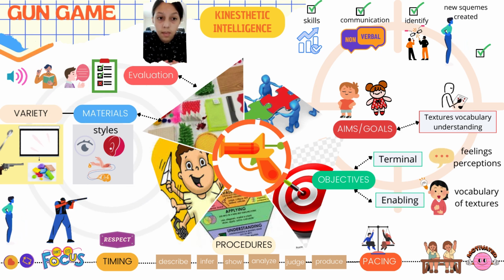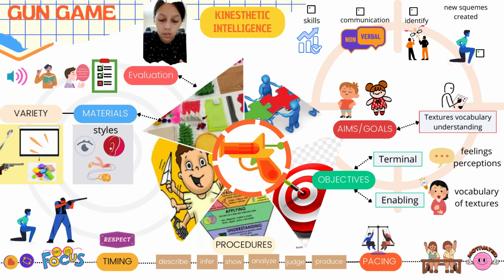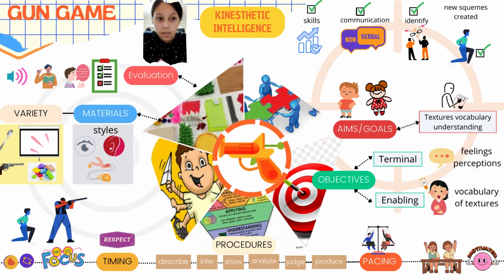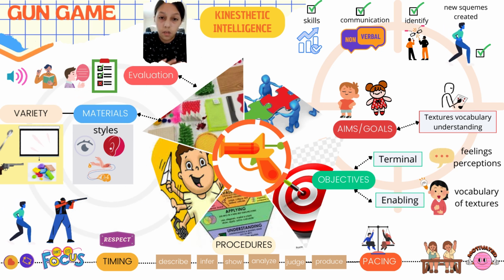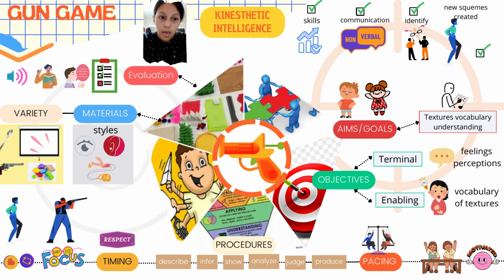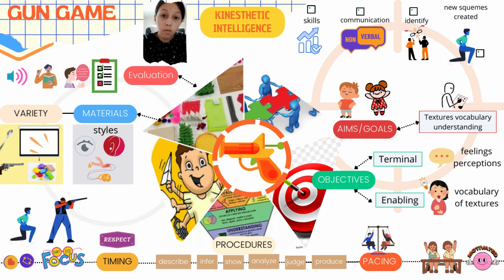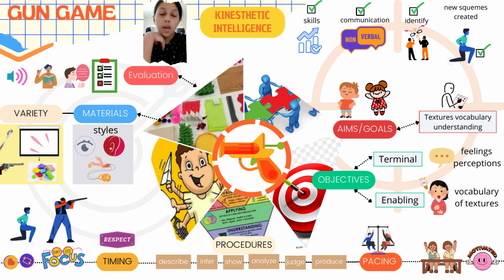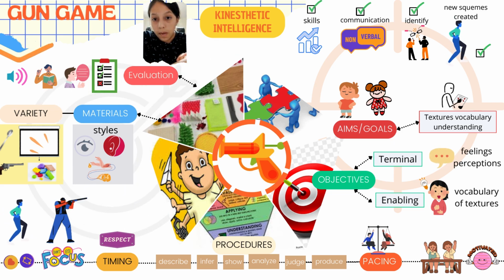And we have the following: describe their textures and perceptions, infer their characteristics, show their own ideas, analyze their ideas' accuracy, judge their peers' statements, and produce their own knowledge by verbal and nonverbal activities. In the part of timing and pacing, we have that both were based on respect and equality. The teacher successfully managed to make all students, whether they be boys or girls, participate and get points for their groups. And so all students were willing to participate, they were active, engaged, and they were focused most of the time.